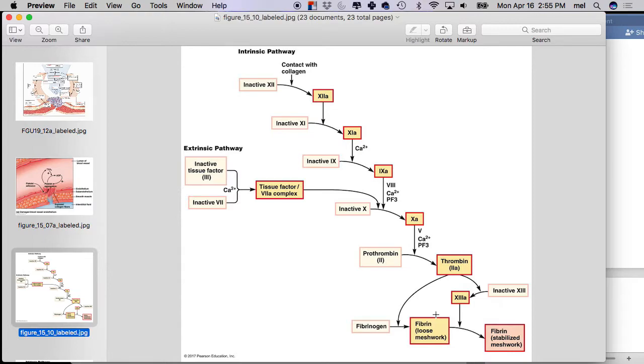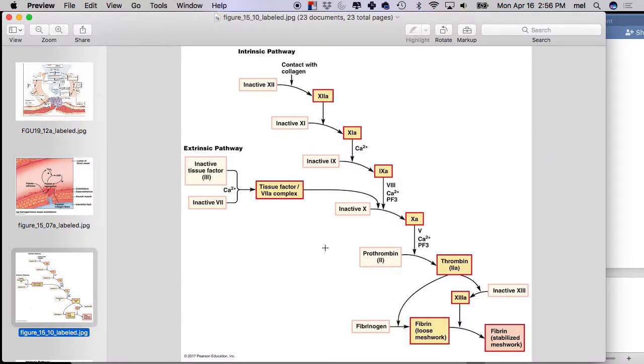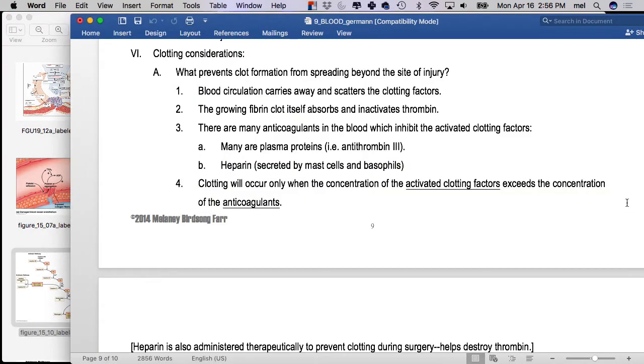So they can't really accumulate unless there's damage continuing to make them accumulate. So you're continuing to carry away these clotting factors. In addition, fibrin actually inactivates thrombin as it starts to really, really build up. So here is thrombin right here. As fibrin starts to really build up, it exerts its own little negative feedback on the size of the clot. So it actually starts to inactivate one of the last factors. So that sort of narrows it down as well.